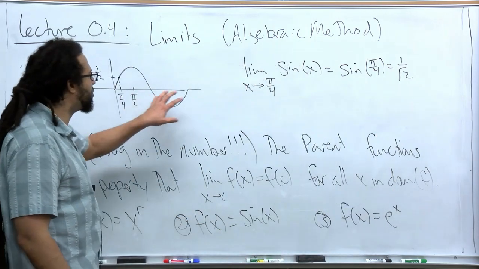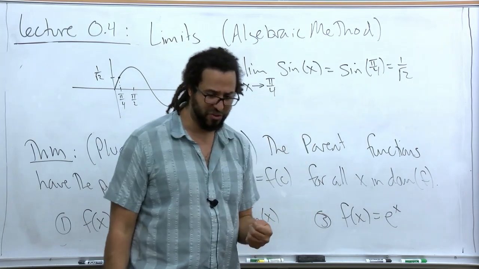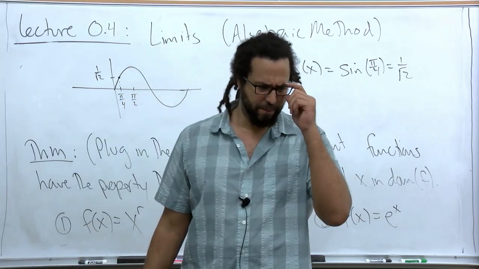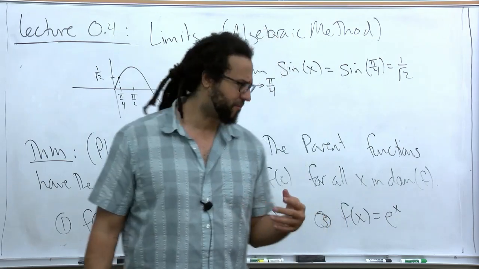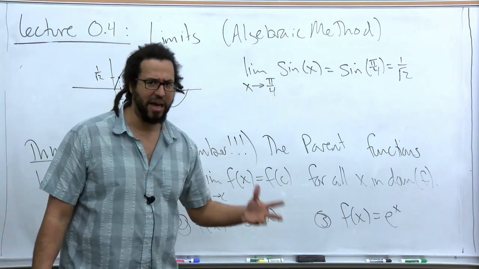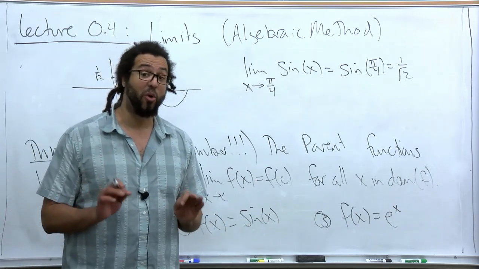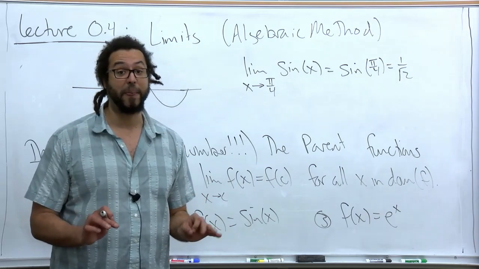To actually prove that the limit as x approaches pi over 4 of sine of x is 1 over square root 2, that's a rigorous process. Right now, we just want to use the graphical method and our intuition. And then for the rest of the elementary functions, we'll want to be a little more precise.